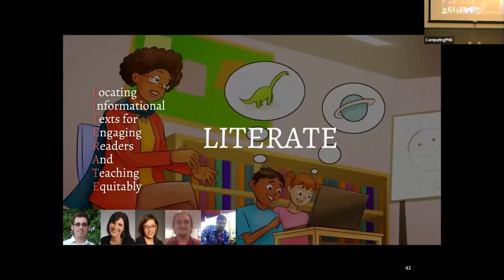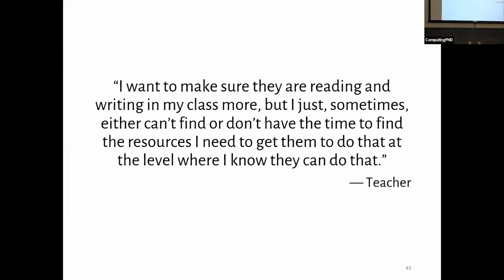And so we're working on a project that is trying to help teachers find readings for their students. We've interviewed some teachers to understand how they're currently looking for readings. A common theme is that teachers, and we're looking at K-12 teachers, want to incorporate more readings into their classrooms to help their students engage with the content in a broader way. But good readings are hard to find, and they don't have a lot of time to go find them.